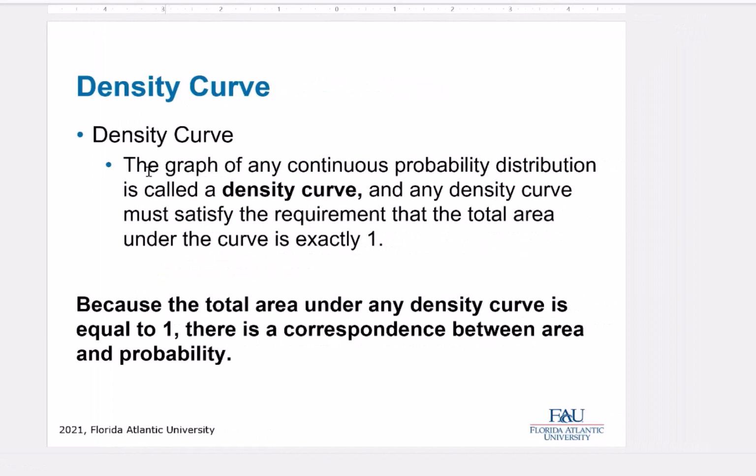Density curve. The graph of any continuous probability distribution is called a density curve, and any density curve must satisfy the requirement that the total area under the curve is exactly 1. That curve has to have area between 0 and 1. It can't have an area of 2. What would we do with that? That wouldn't correspond directly with our probability. Because the total area under any density curve is equal to 1, there is a correspondence between area and probability.